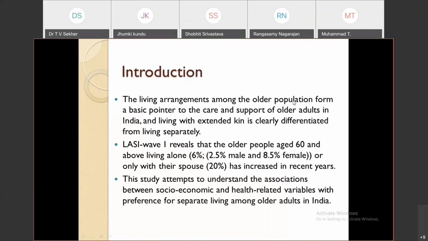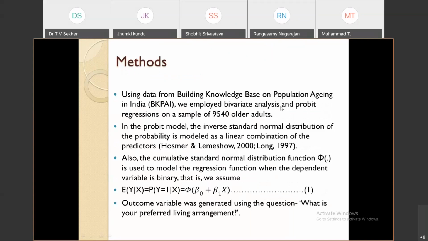So just sticking to the findings and the whole study picture, this study attempts to understand the associations between socioeconomic and health-related variables with preference for separate living among older adults in India. We are using the data of BKP, which is a little old, and we propose to study with LASI data. Here we employed bivariate analysis and probit regressions on a sample of 9,540 older adults.